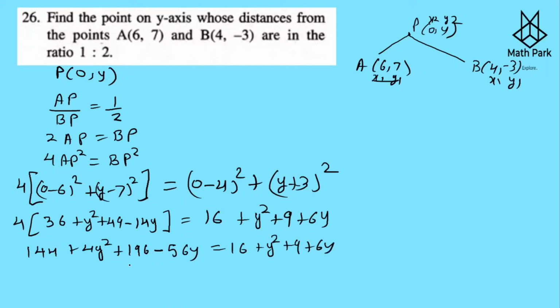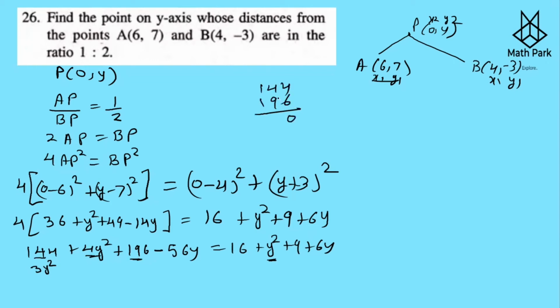Okay. Now let us simplify this further. We'll bring this y square over here. So 4y square minus y square, we get 3y square. Okay. Now this is 144 plus 196. Let us add this 144 plus 196.